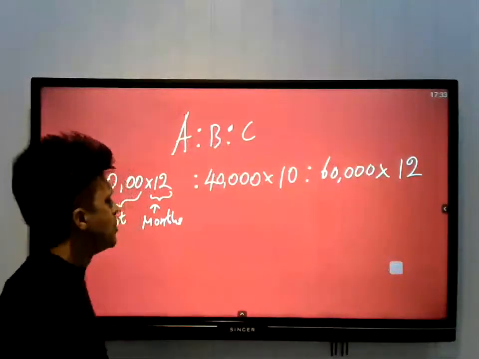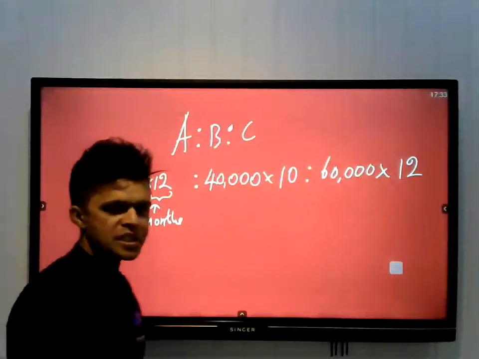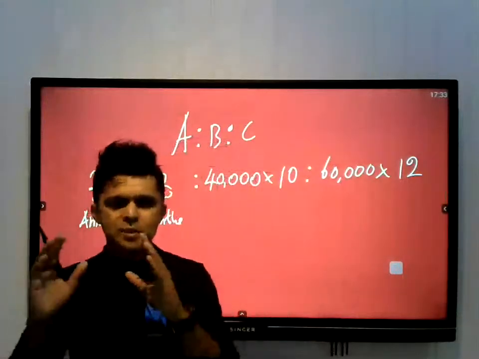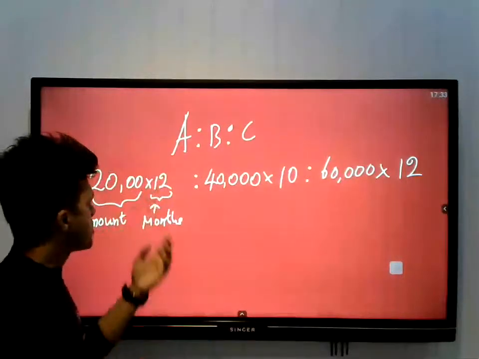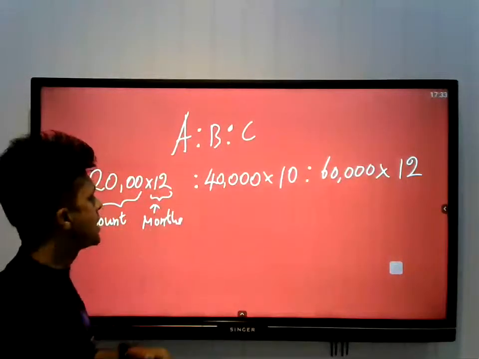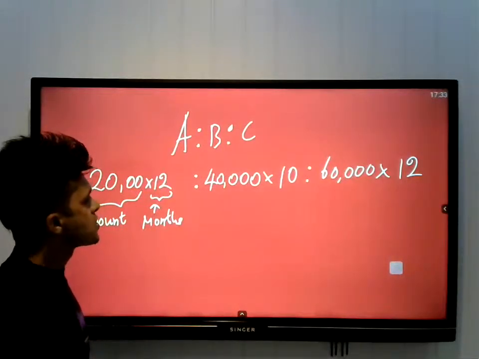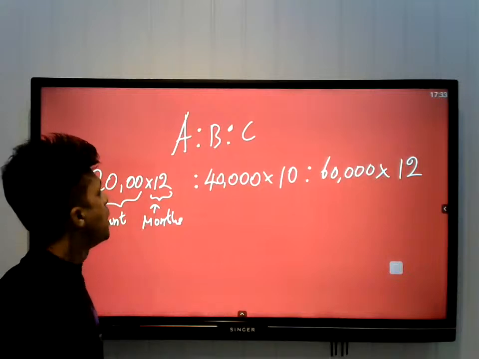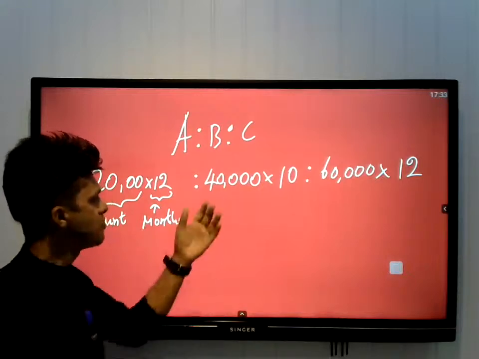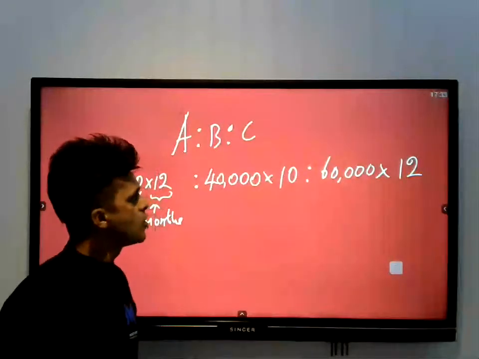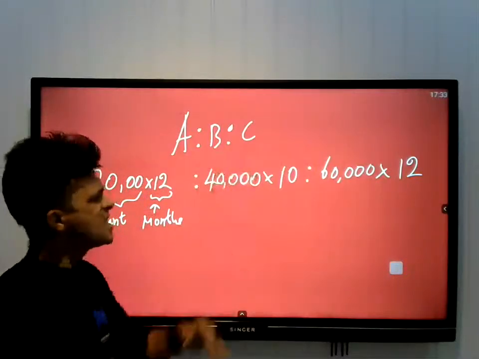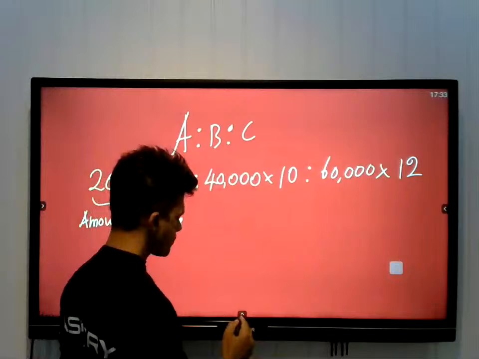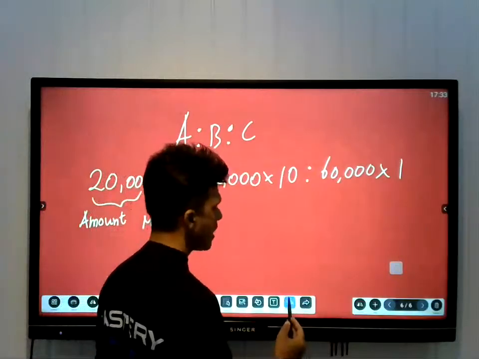Right? So now our question is, I was mentioning that person A starts a certain business investing 20,000 rupees. He is in the business for 12 months. Then after 2 months, on the 1st of March, person B joins the business investing 40,000 rupees, and also 60,000 rupees invested by C. Here there was a mistake, right?